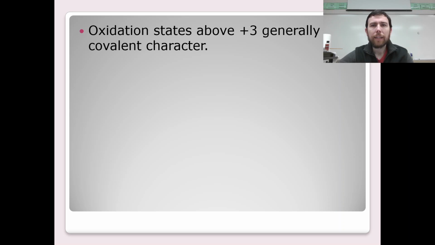Now, when we start looking at oxidation states where your metals form a +3 oxidation state or higher, what we start to see is that the bonding within that element tends to be more covalent in character than ionic. So rather than a transfer of electrons, we start to see that the transition elements can display bonds that are more covalent, where there's a sharing of electrons rather than a transfer. And again, this is for oxidation states that are above +3.